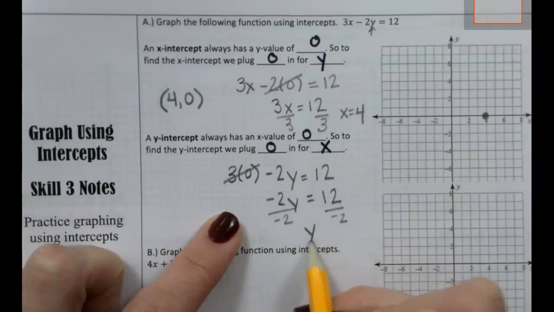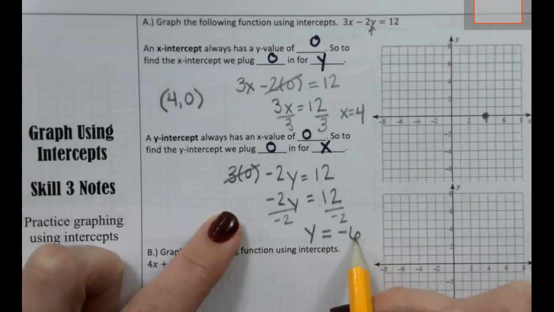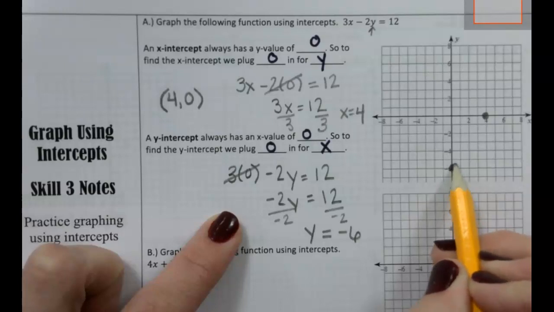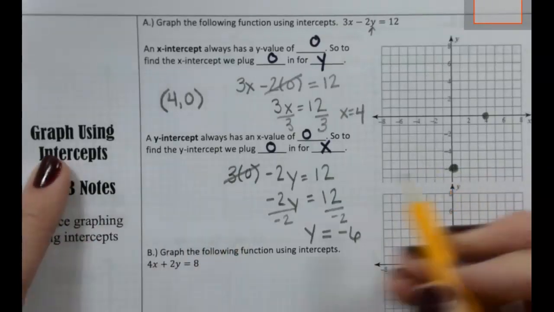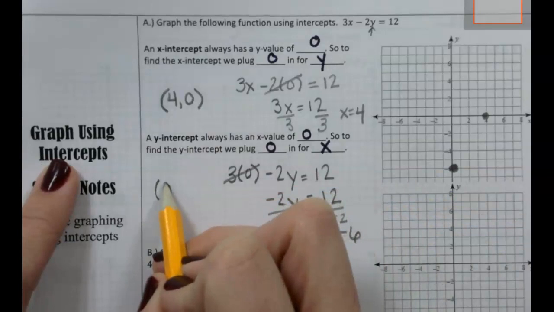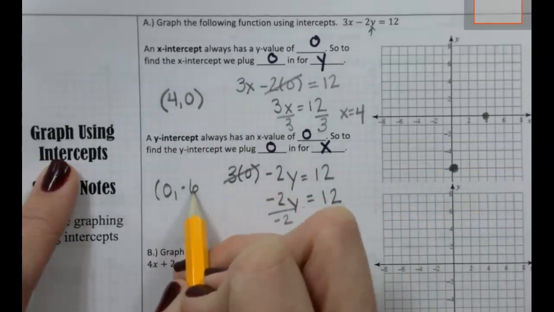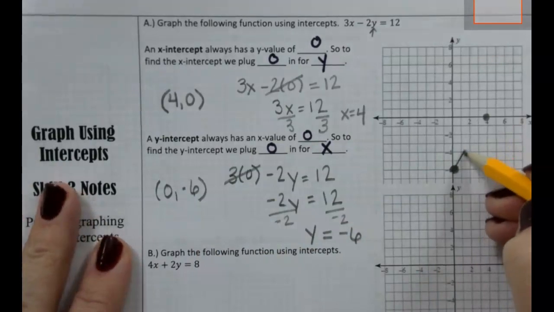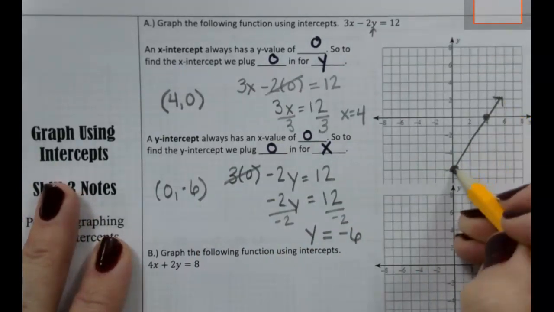And my y-intercept is going to be a dot at -6 on the y-axis. So that's up here on this graph. Negative 6 is right here on the y-axis. So I just graphed the point 0, negative 6. Connect those two dots, arrows on the end.